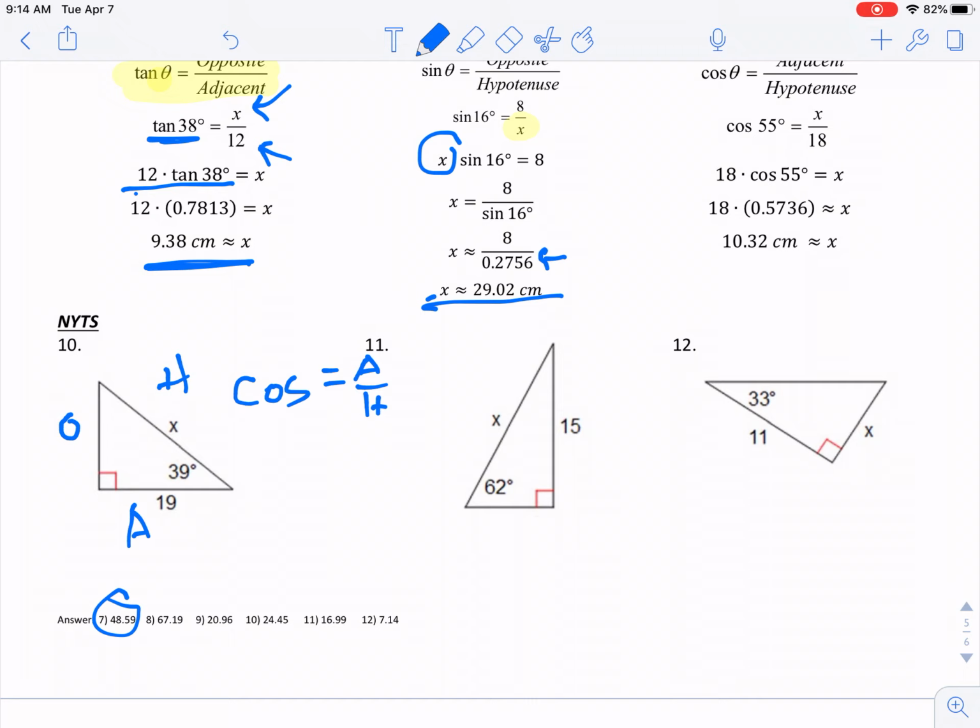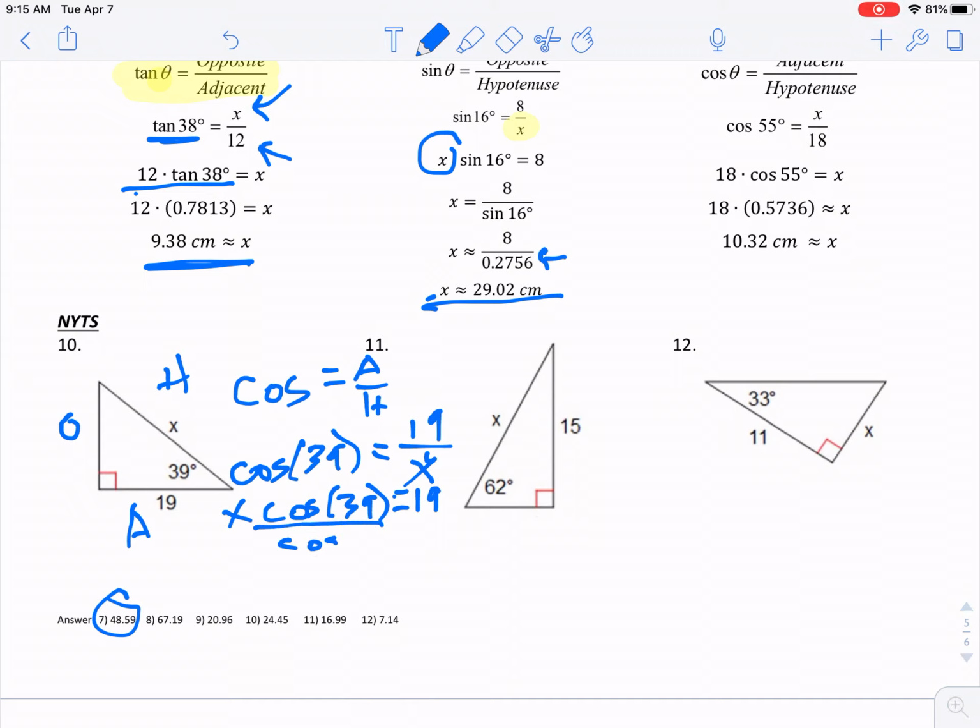All right, so now I'm just going to plug numbers in. I got cosine of 39, because that's an angle, equals adjacent side I know is 19. The hypotenuse, I don't know it. It's x. So I multiply both sides by x. Now this time I don't need to use inverse cosine because it's cosine times the angle. That's an actual number. So I can divide by cosine of 39, because I'm bringing the number with it on both sides.